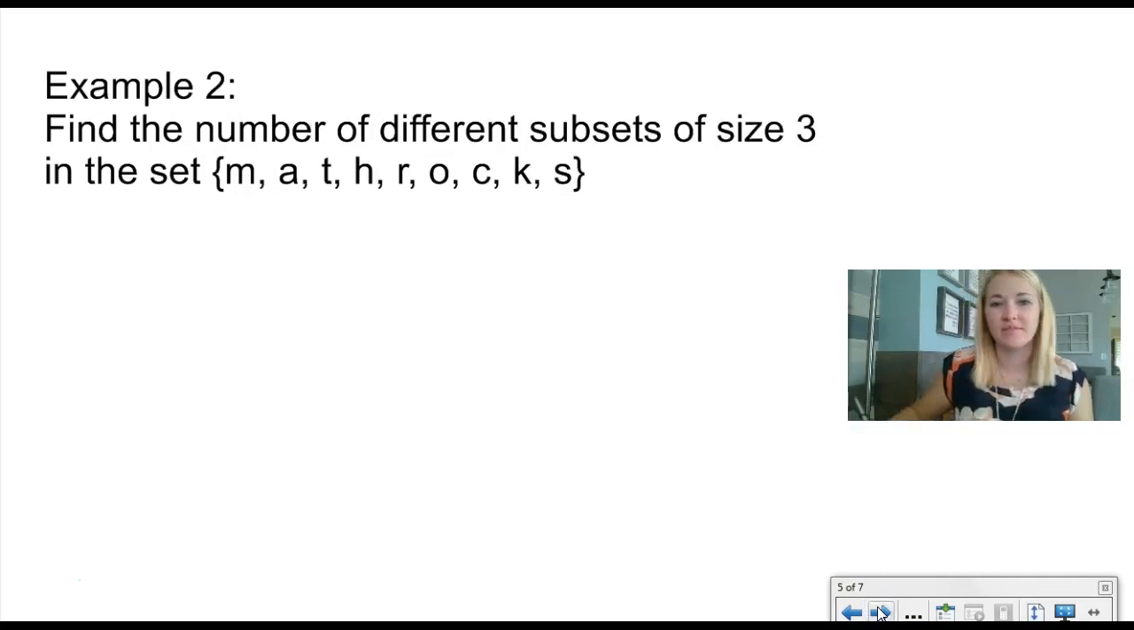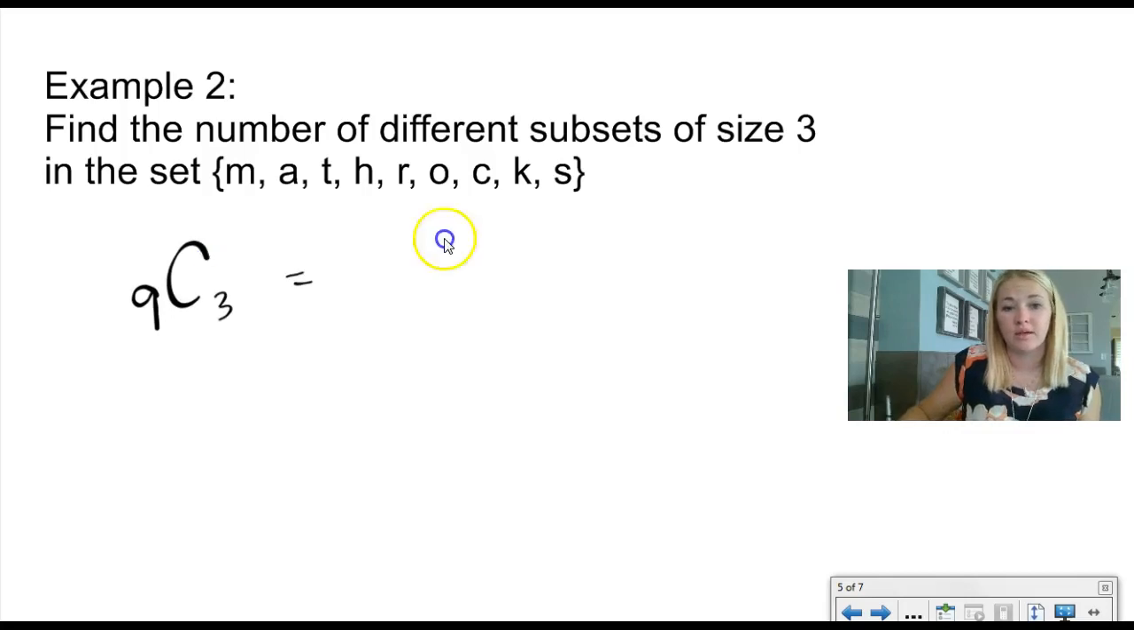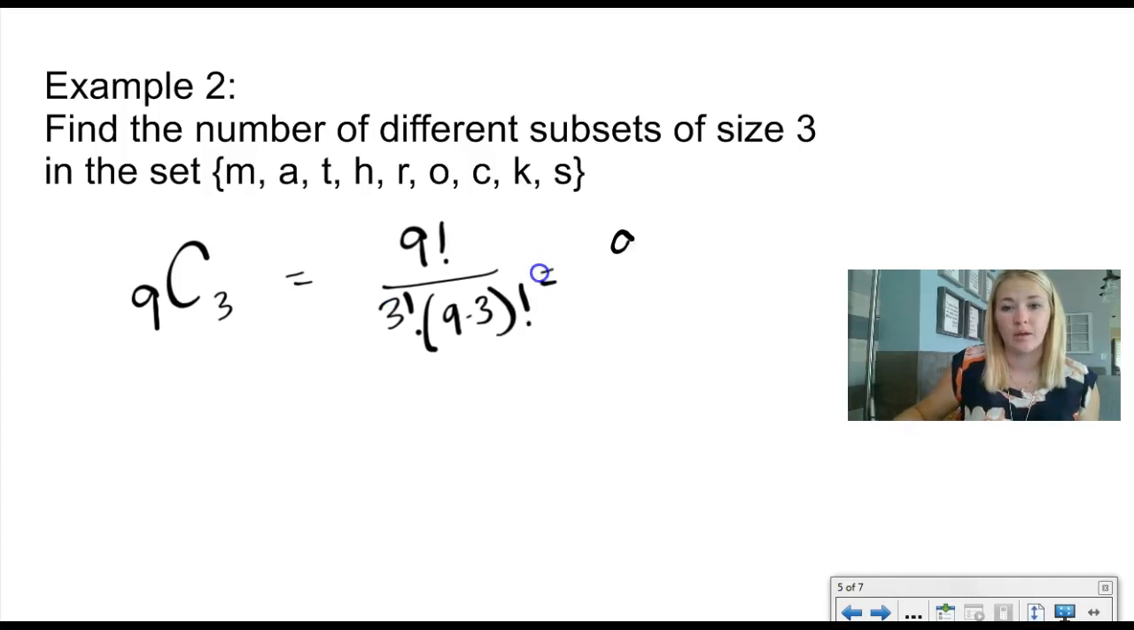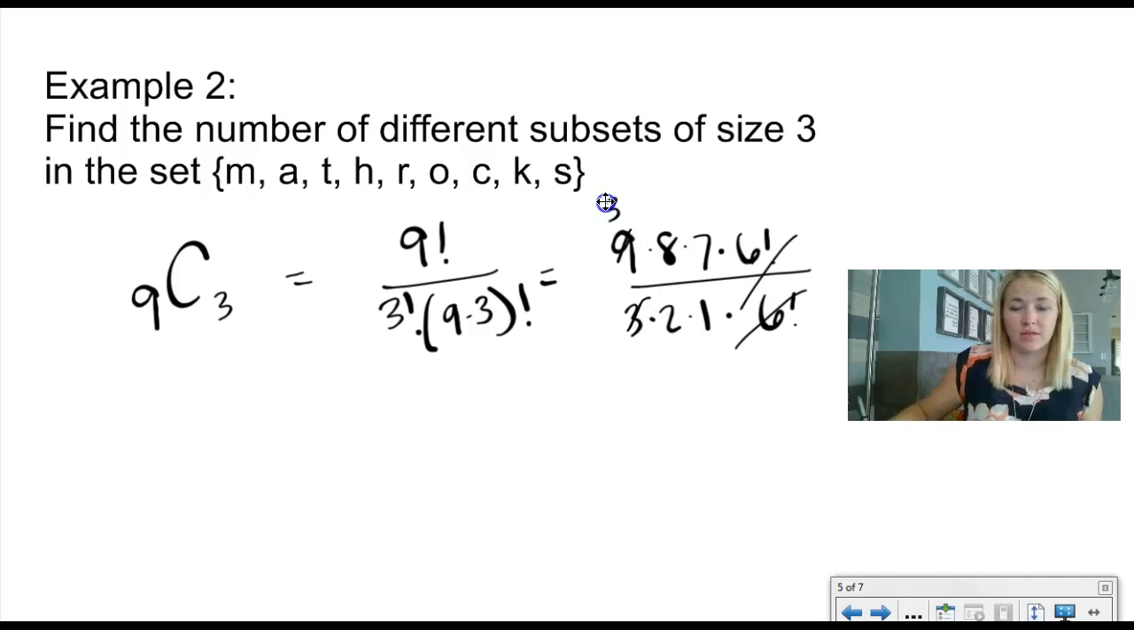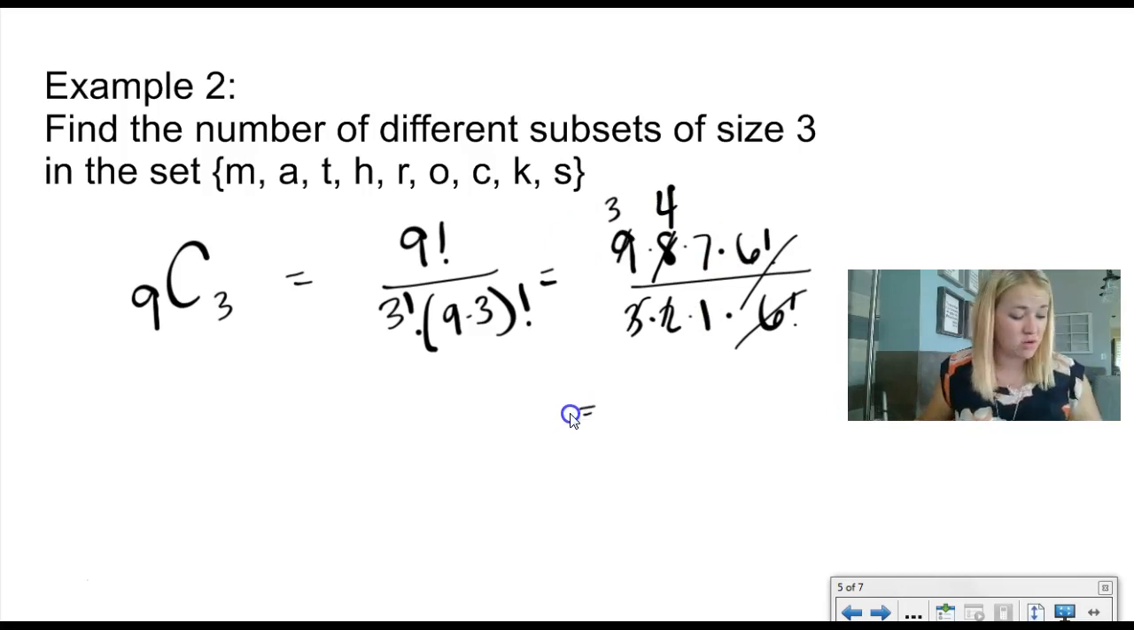Find the number of different subsets of size 3 in MATH ROCKS. That's 1, 2, 3, 4, 5, 6, 7, 8, 9 options. So 9C3: 9 factorial over 3 factorial times 9 minus 3 factorial. 9, 8, 7, 6 factorial over 3, 2, 1 times 6 factorial. These cancel. Without having to use a calculator, this simplifies to 3 times 4, so 12 times 7, I think that's 84. You guys are killing me on my mental math today. 12 times 7, 84, yeah.